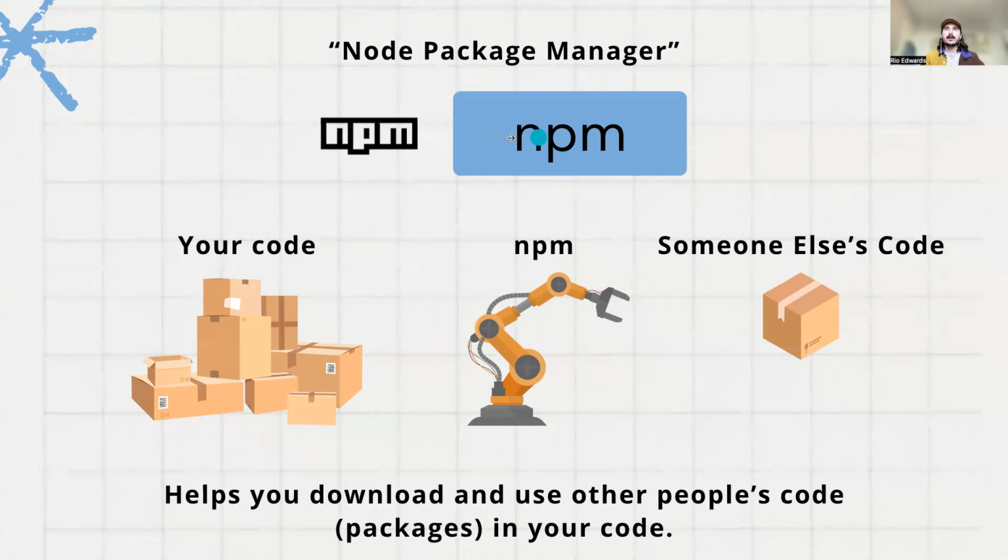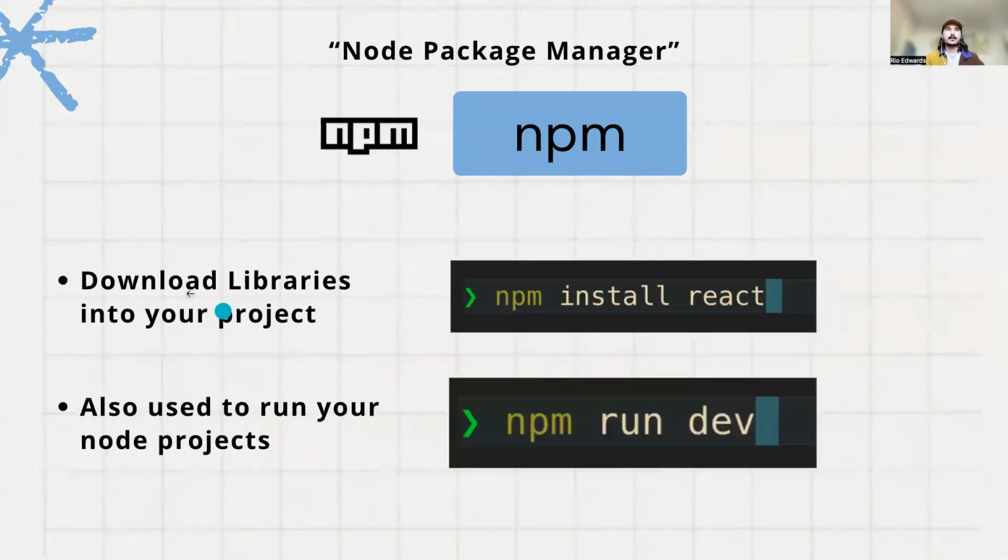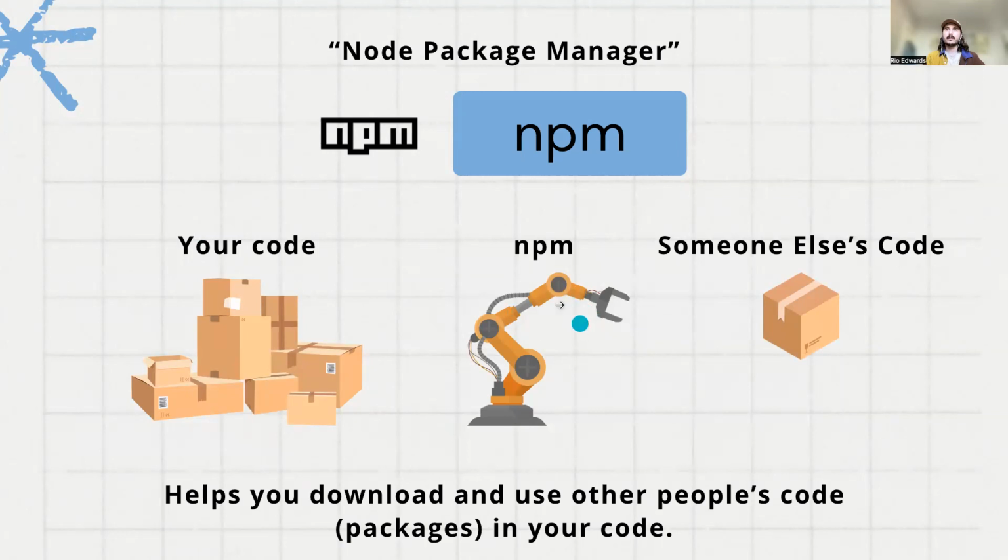And NPM is a way of, well, one thing it can do is download that code for you. So if you type, yeah, I have it right here. If you type npm install React, Node Package Manager will actually go to the internet and install React into your project for you, so that all of a sudden you can start writing React code and you didn't need to go online and download React. Node Package Manager does that for you.